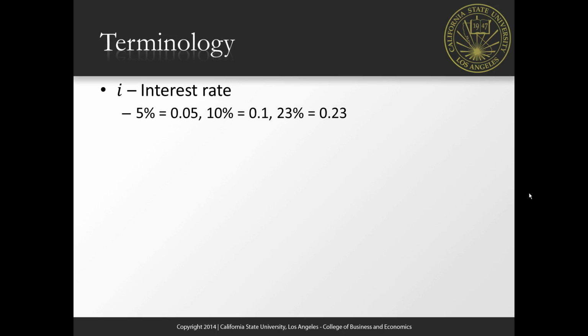So to deal with this, we will often find ourselves using some terminology. Little i is commonly used to denote interest rate. Generally, when I am writing this stuff out, I will express it almost always as decimals. I just find it easier to write 0.05 instead of 5%, or 0.1 instead of 10%, or 0.23 instead of 23%. It's easier to keep track of.